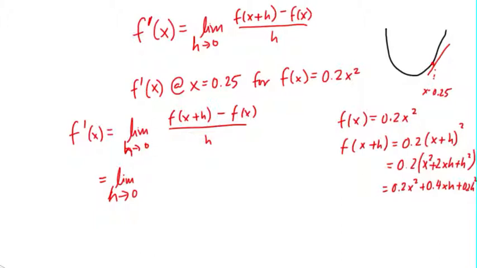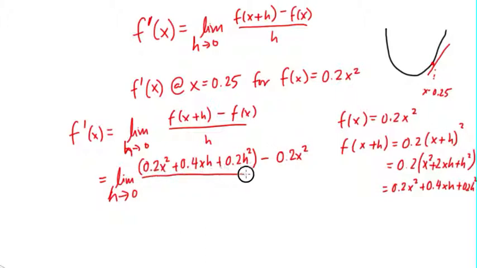So f of x plus h is this expression right here. I'm going to write that out here: 0.2x squared plus 0.4xh plus 0.2h squared, minus 0.2x squared, all over h. If you remember from limits, the denominator cannot be 0. If as h goes to 0 the denominator is 0, that's undefined, so we can't do that.